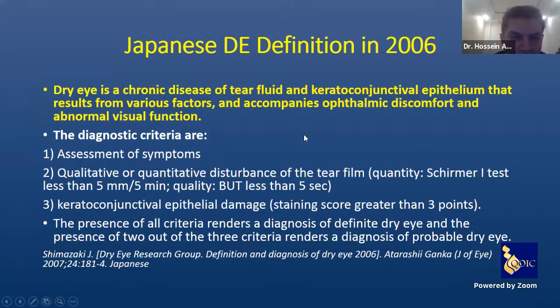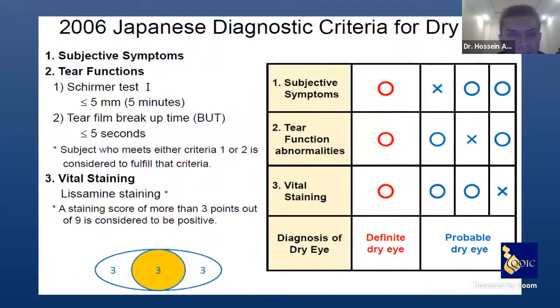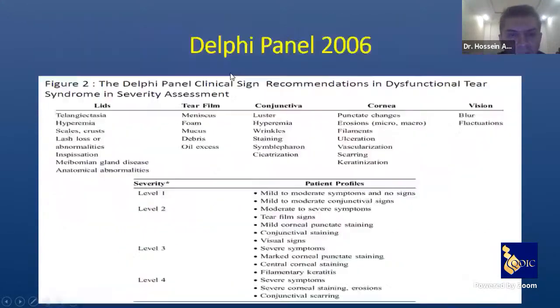The diagnostic criteria based on this definition were assessment of symptoms and some diagnostic tests, and based on the result of this evaluation, they established the definition of dry eye. This figure shows the Japanese definition of definite dry eye and probable dry eye, based on the evaluation of the symptoms and some ocular tests.